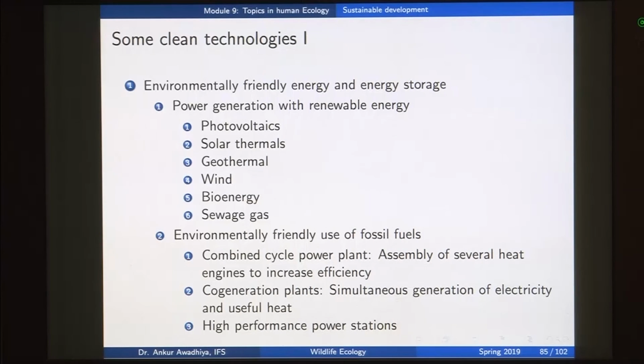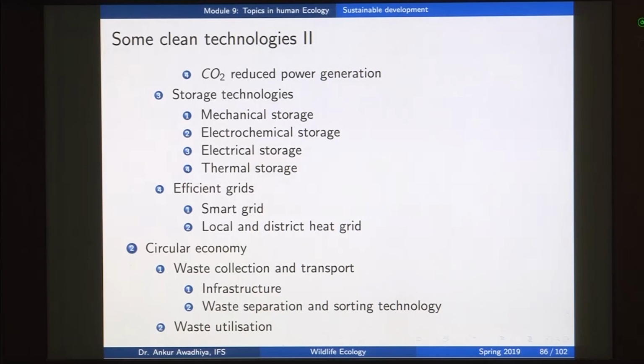Or we can talk about cogeneration plants, where we are talking about simultaneous generation of electricity and useful heat, especially in areas that are very cold. So even that hot water can be supplied to people. Or high performance power stations, or reduced carbon dioxide power generation, or we talk about storage technologies: mechanical storage, electrochemical storage, electrical storage, thermal storage. Or we talk about efficient grids, so these are the grids that are able to supply your electricity with reduced losses.